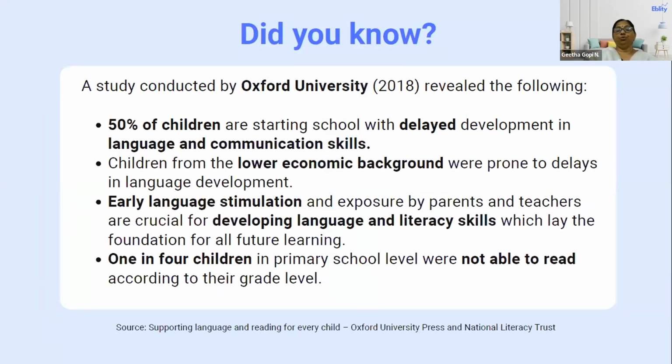This was looking into early schooling and language and the connection it has with language development. What they found out was 50% of children starting school have delayed development in language and communication skills. Children, especially from disadvantaged or lower socioeconomic backgrounds, were more prone to having delays in language development. And early language stimulation, exposure to early language activities through parents, teachers, or significant others in their environment, is very vital and crucial for developing language and literacy skills, which form a good basis for future academic learning and early schooling.